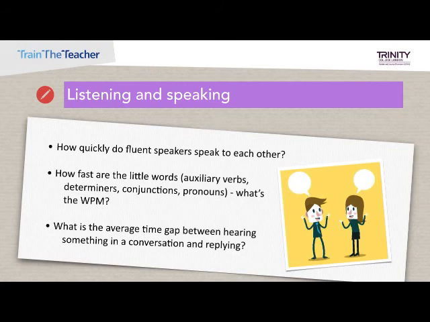How fast are the little words? Auxiliary verbs, determiners, conjunctions, pronouns. What's the WPM? This may surprise you. The WPM for the little words is faster than 500 words a minute. Try saying, "I've been doing a lot of it." You should manage this in a second or less, and that equals about 480 words per minute.